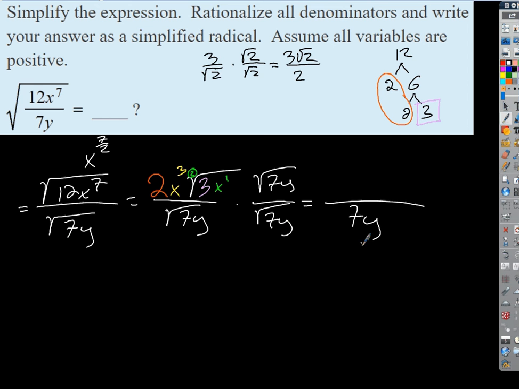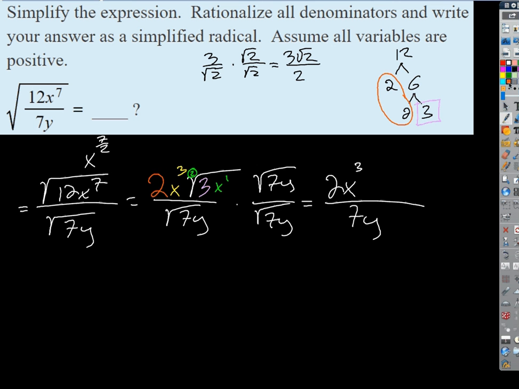So outside of the radical, I've got my 2x. I've got the square root of 3x times the square root of 7y. Well, what's the square root of 3x times the square root of 7y? It is x cubed, you're right. What's the square root of 3x times the square root of 7y? Okay, so I'm just going to multiply this stuff inside the radical.